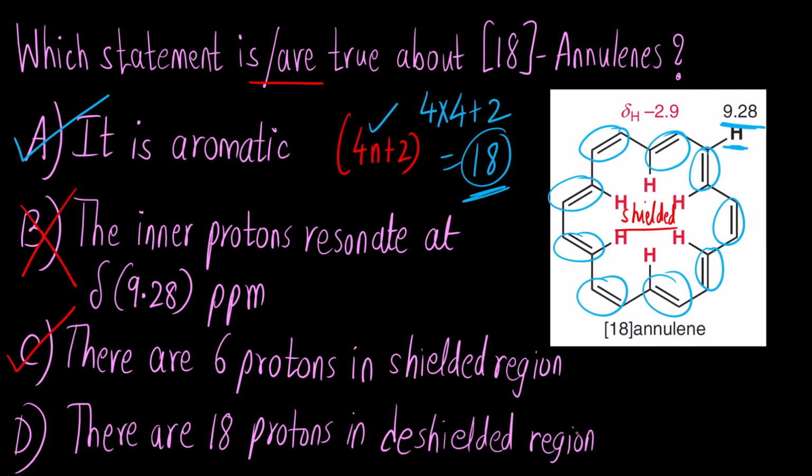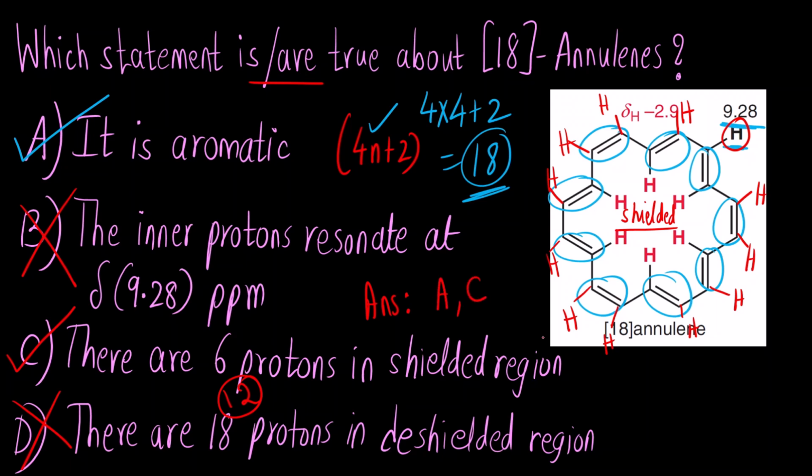Last one, there are 18 protons in the deshielded region. Let us count: 1, 2, 3, 4, 5, 6, 7, 8, 9, 10, 11 and 12. So there are 12 protons, and not 18. So option D is also incorrect. Which are the correct answers? Correct answers are options A and C. So in this way, this type of molecule can be asked as an MSQ type question based on diamagnetic anisotropy.